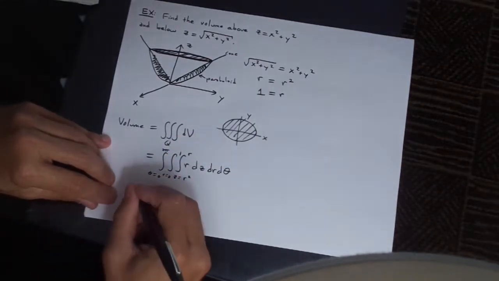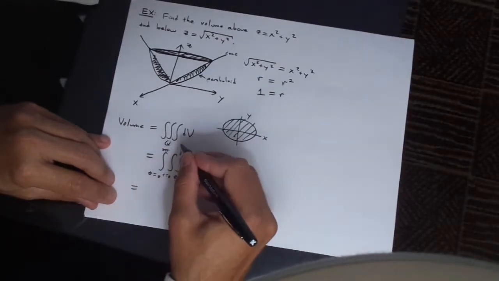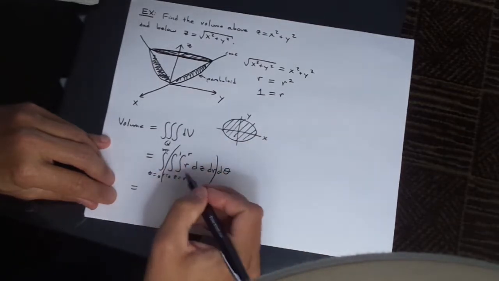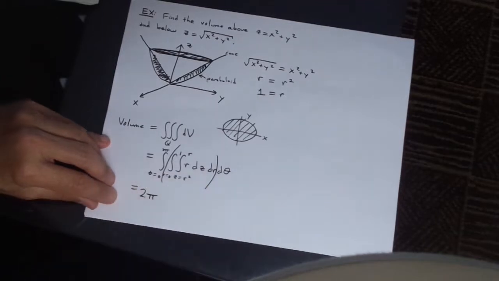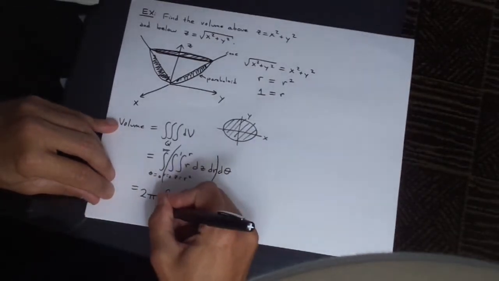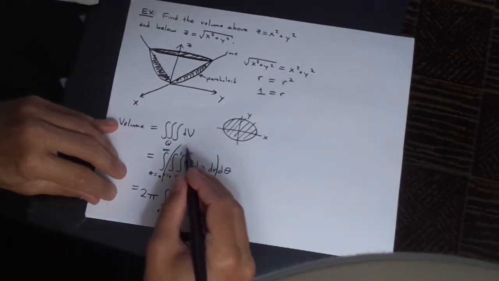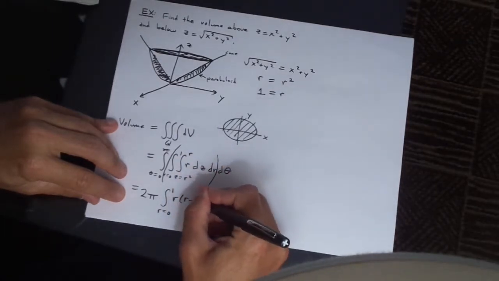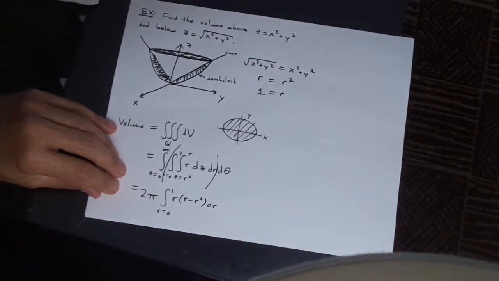Okay, so when we integrate, I'm going to do the theta integration first. Notice that there is no theta anywhere inside these big parentheses. So when I integrate d theta from 0 to 2 pi, I'm just going to get 2 pi, right? I still have to integrate r from 0 to 1. And when I integrate dz, I'm just going to get z, which I evaluate from r down to r squared. So we take r minus r squared for that.